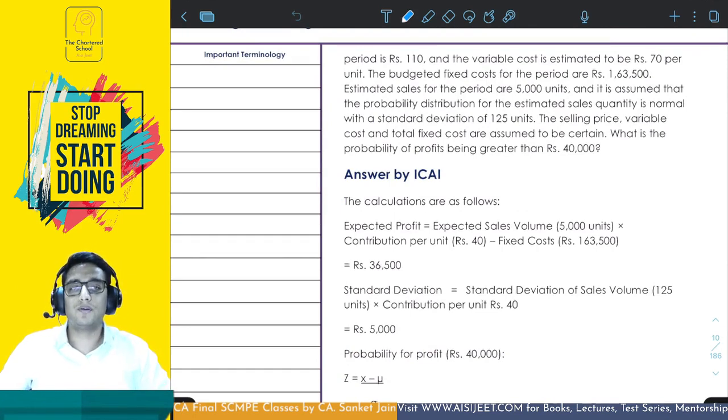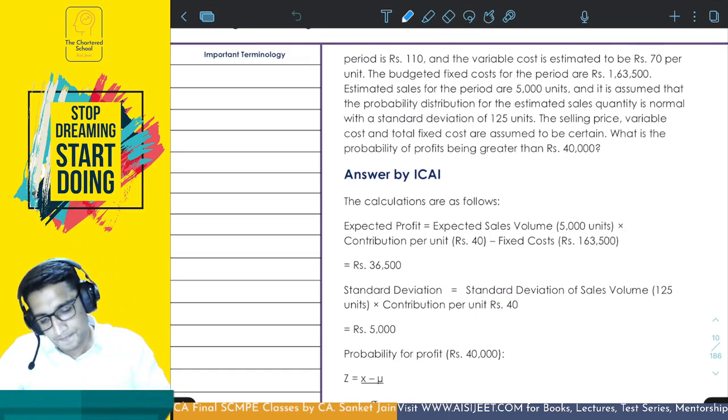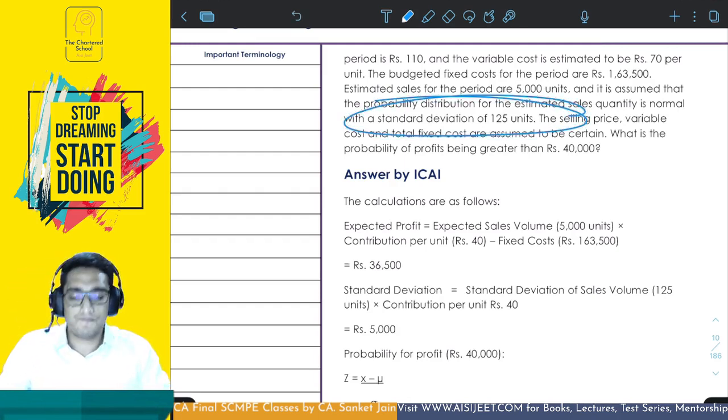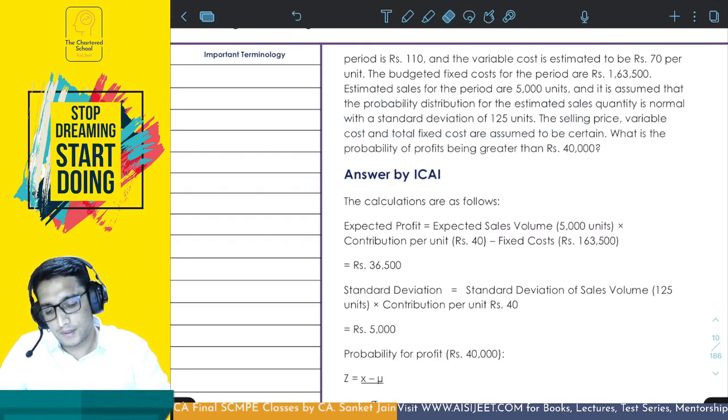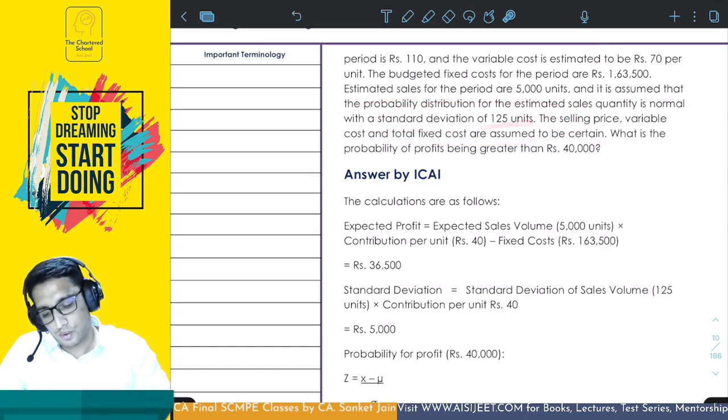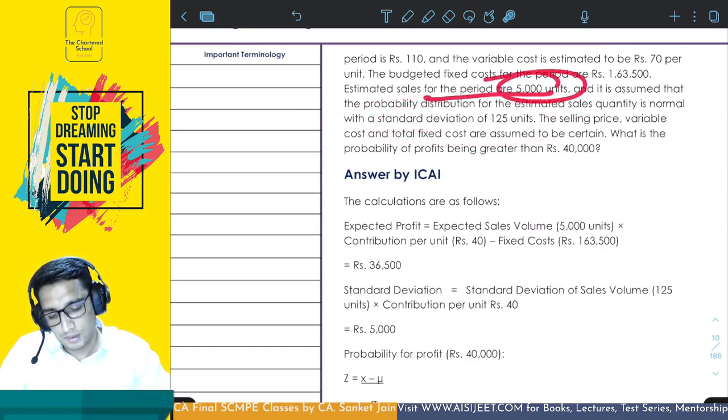Sales is 5,000. Assume that the probability distribution for the estimated sales quantity is normal with a standard deviation of 125 units. So the standard deviation is given in terms of units. It's better that we convert everything in terms of units. So 125 is the standard deviation in terms of units. You know that the estimated sales for the period are 5,000.